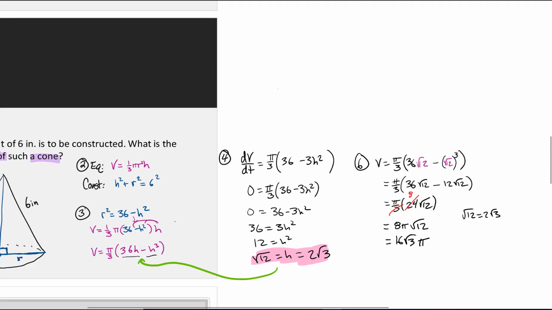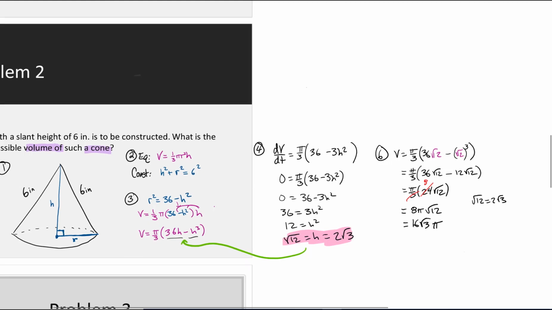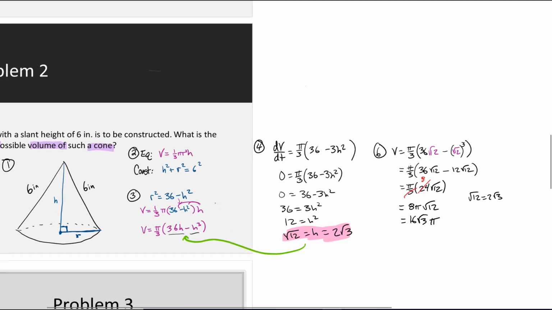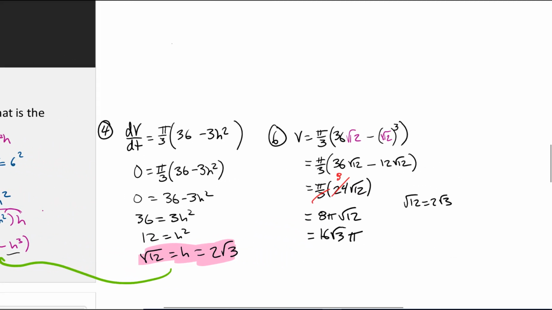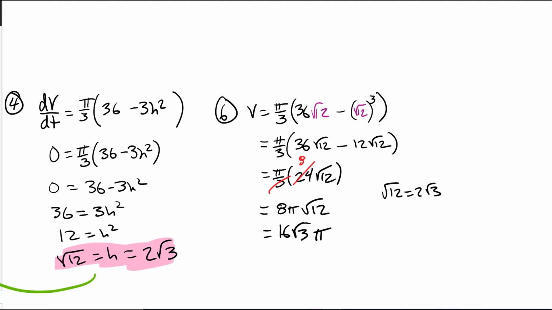That's nice, but we better put some units in there. So what are we trying to find? This is the volume, and we were talking about inches. So what are we going to say is our answer? We're going to say this is 16 times root 3 pi. And if we're talking volume, this has got to be in cubic inches.